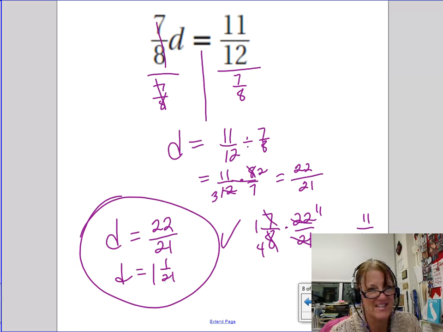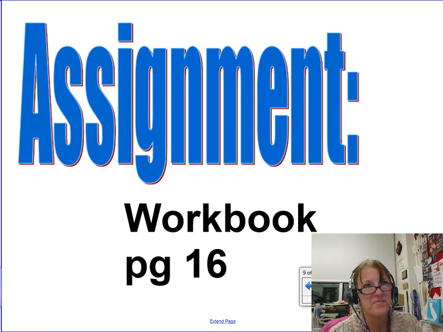It checked. Nice. Okay, your assignment is in the workbook on page 16. You must show your work on both sides or you will stay here until midnight, all weekend long. I don't know, but you have to show your work. That's the way life is. Good luck, and may the force be with you.